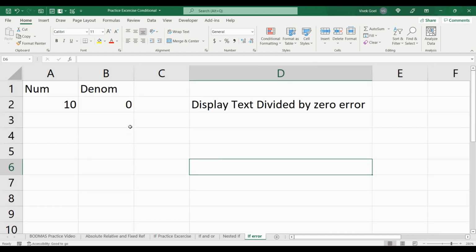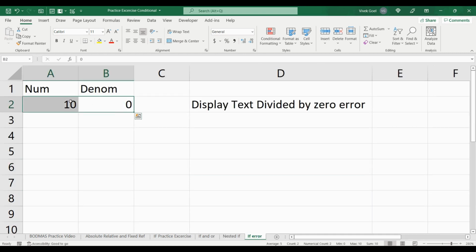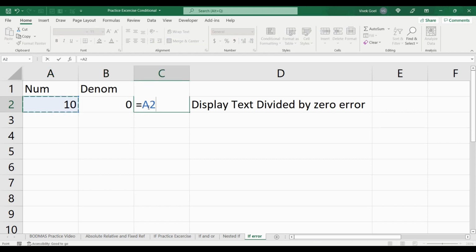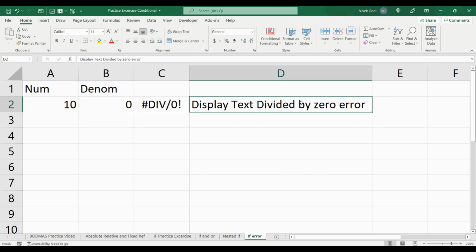And for the final one, we have a numerator and denominator. Now instead of displaying an error message from Excel, we have to display an explicit text message divide by 0 error, and we will use if error function to do that.